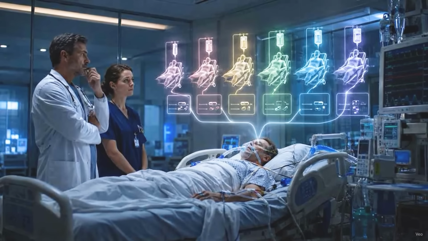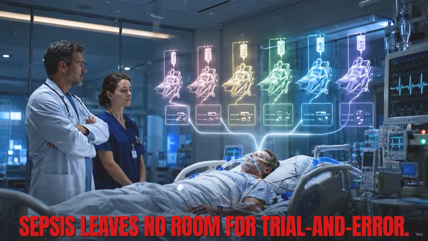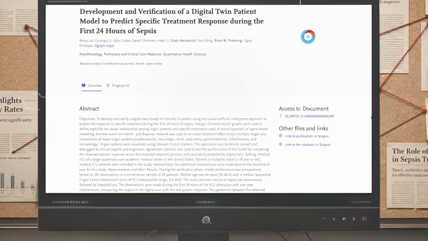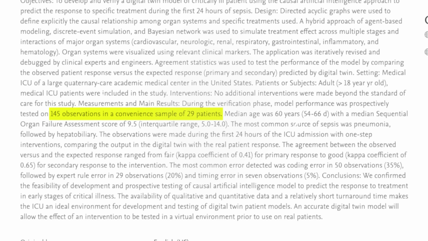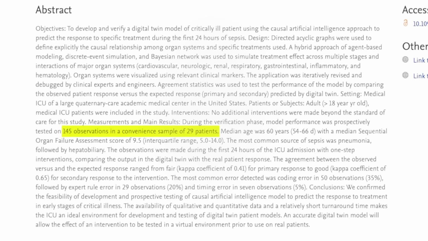That's powerful because in sepsis, you cannot safely test 5 different treatment paths on the real patient. But if you can test possibilities inside the digital model, it's great. In the original 2020 Mayo-linked study, researchers tested the model using 29 sepsis patients and 145 observations during the first 24 hours of ICU admission. That was not perfect AI. This is important. The result was promising early evidence. The model showed fair to good agreement depending on the treatment response being measured.